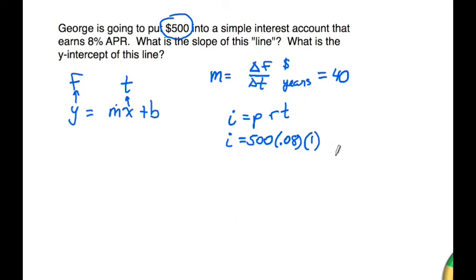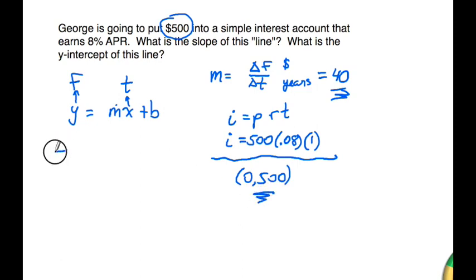Now, what is the y-intercept? Well, that's when t is equal to 0. Well, if t is equal to 0, you're not gaining any interest, therefore your y-intercept is how much you put away. So in this case, your y-intercept would be 0, 500. And to write the equation knowing your slope and your intercept is real easy. This would be f equals mt plus b.